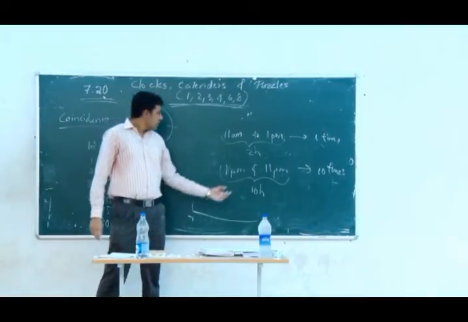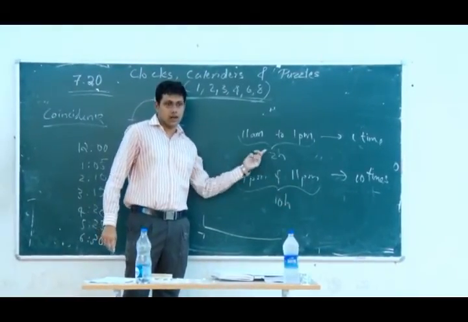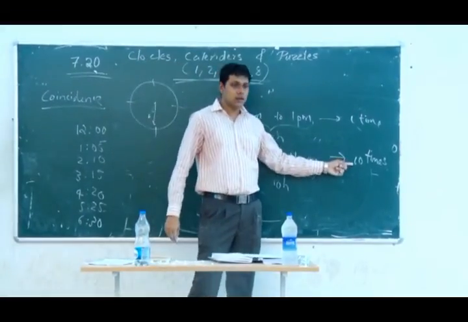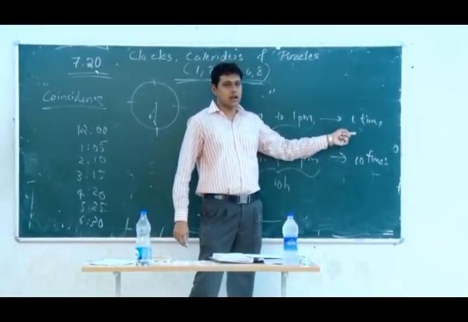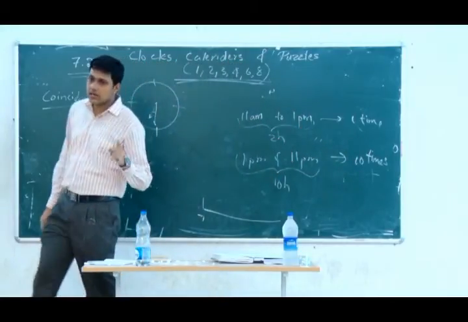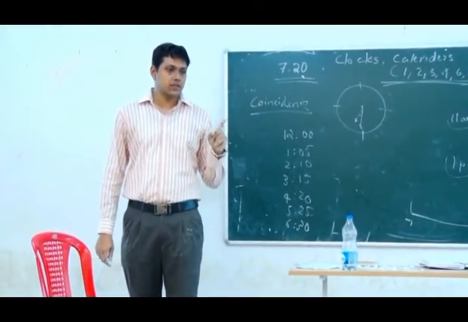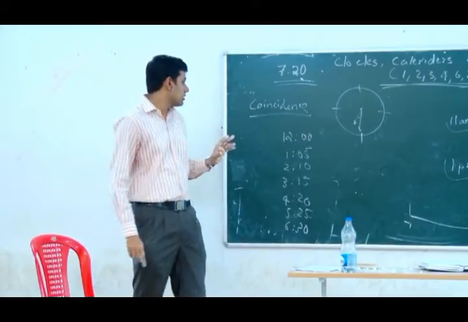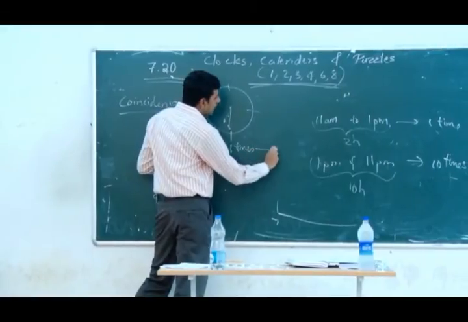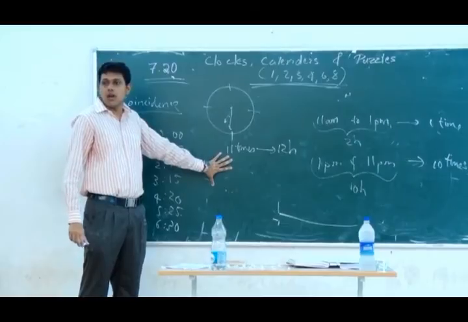Okay. So 11 a.m. to 11 p.m. is a period of 12 hours. In 12 hours we have 10 plus 1, so 11 times the hands will coincide. Remember, it won't coincide 12 times. In 12 hours it will coincide 11 times. So, for 11 times coincidence it takes 12 hours.